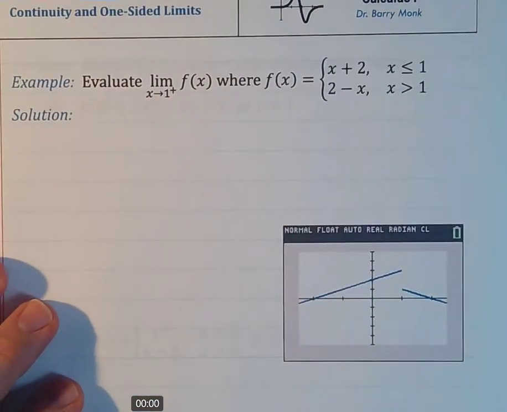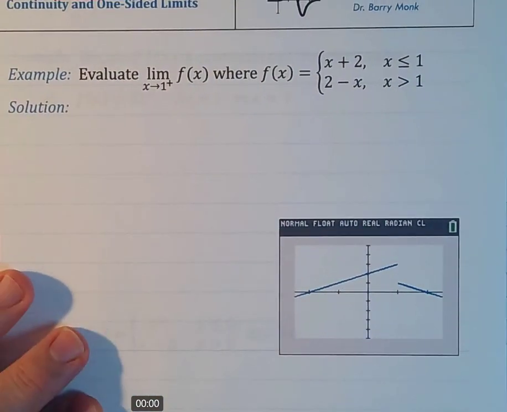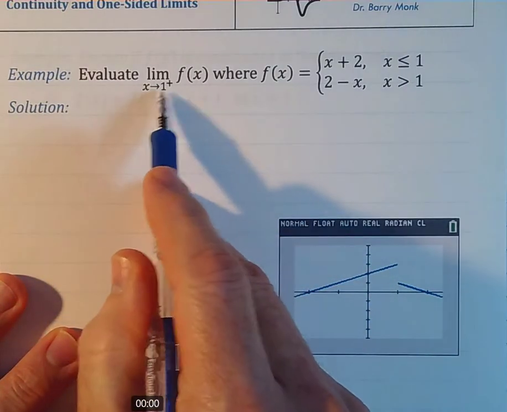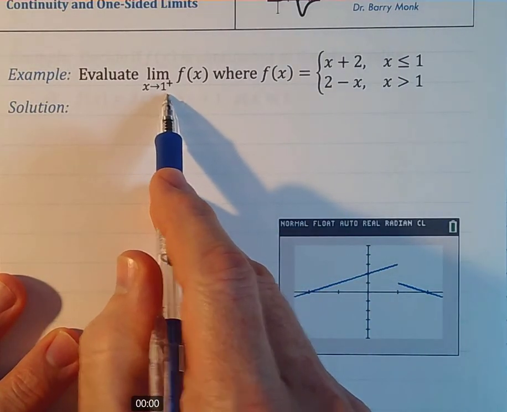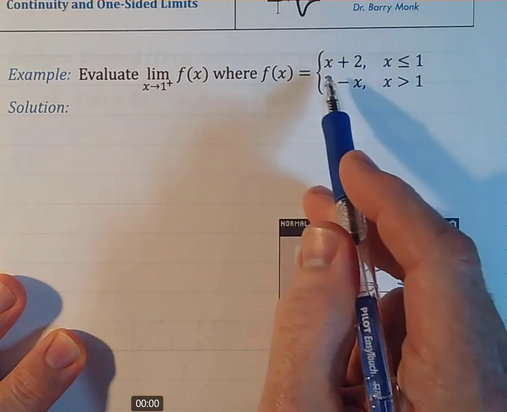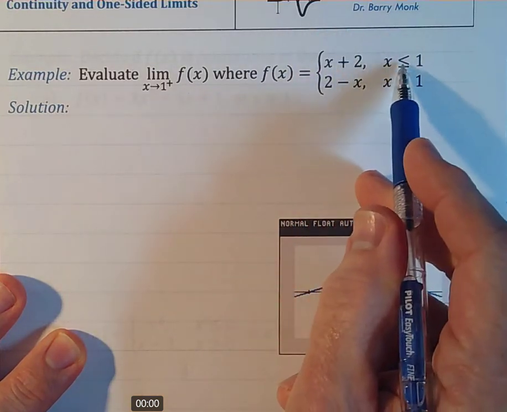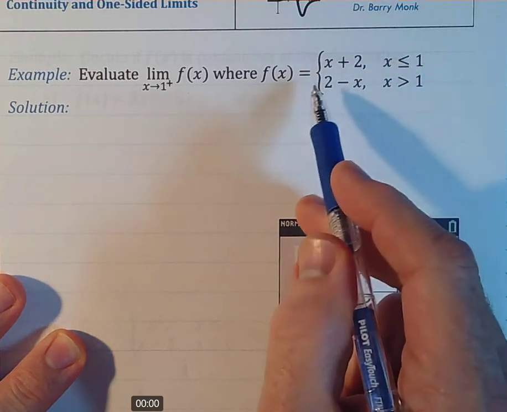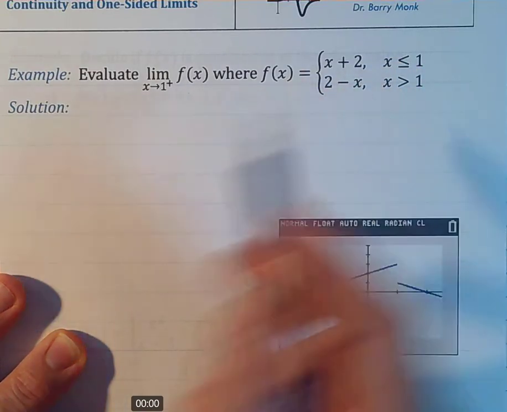All right, let's look at another example. We want to evaluate the limit as x approaches 1 coming from the right of f of x. And here f of x is defined this way here. f of x is equal to x plus 2 if x is less than or equal to 1, and it's 2 minus x if x is greater than 1.